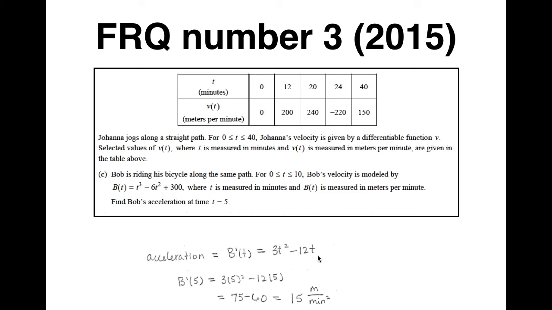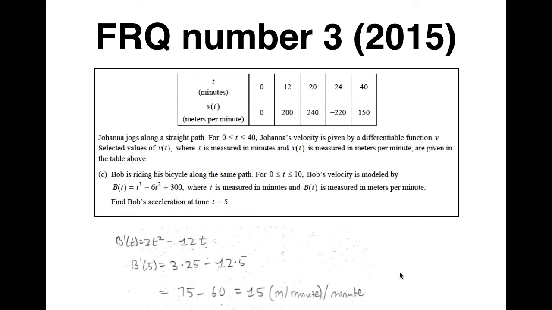That was a polynomial, so it was not too hard to find the derivative, and then the answer was 15 meters per minute squared. That was correct. There were two easy points to get there. First, finding the derivative, secondly, plugging in t equals 5, and that was good. The second student did the same. The way to write the units is a little bit different. Instead of writing meters per minute squared, that student wrote meters per minute. Both are acceptable, and the student earned 2 points.